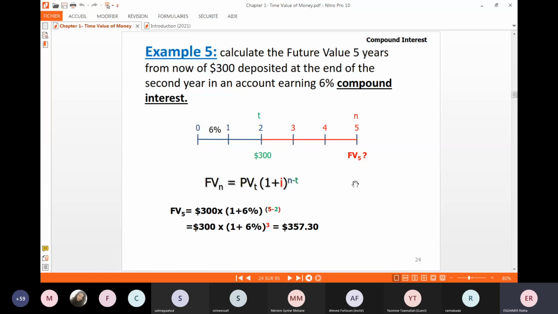Of course, the future value, everything held constant, the interest, the number of periods, and the amount invested, applying the compound interest will generate more interest than applying the simple interest because of the compounding process, because of the interest on interest.